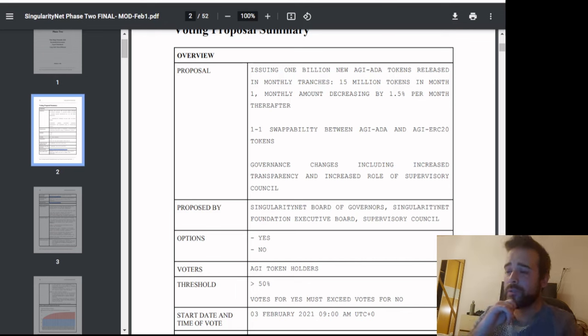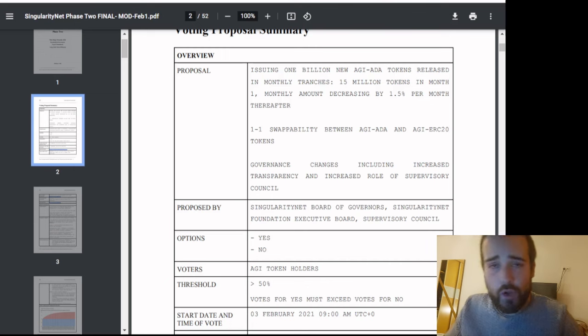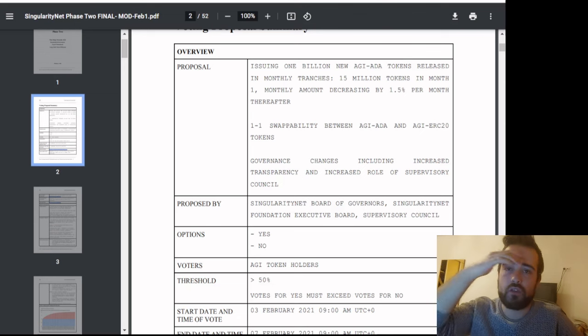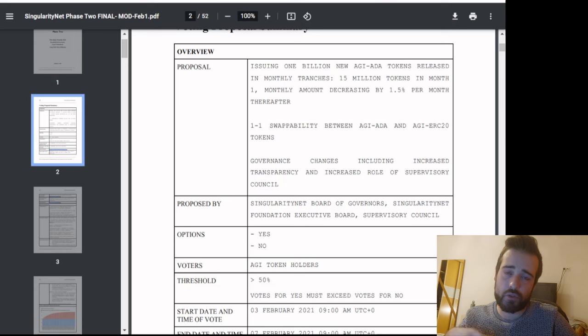Okay, and these emissions were scheduled to go as follows. As we can see here, 50 million tokens in the first month, after the proposal was enacted, and then a decrease of that amount of 1.5% per month thereafter, theoretically forever. And it also defined that there should be one-to-one swappability between the AGIX tokens on Ethereum and the AGIX tokens on Cardano.